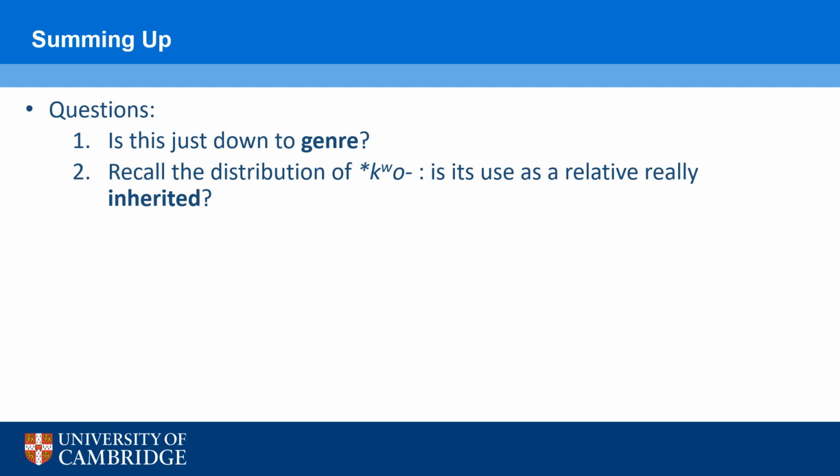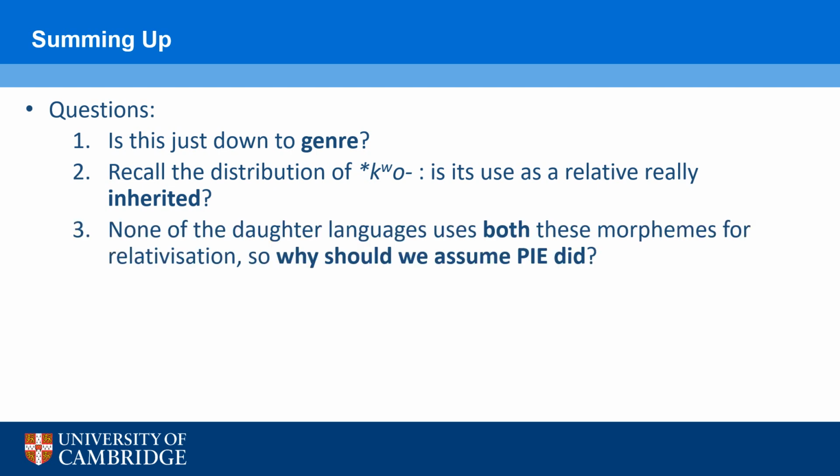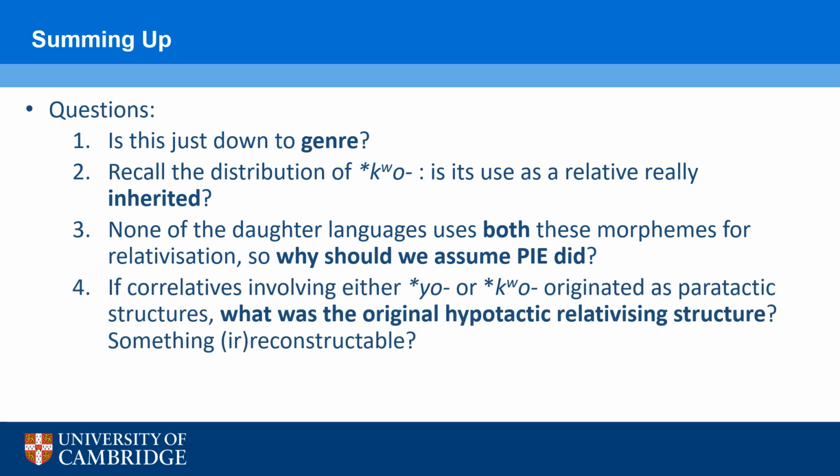Number 2. How confident are we that quat was originally a relative pronoun at all? Remember all its other uses as an interrogative, as an indefinite? Number 3. Given that all the daughter languages use only one morpheme as a relative pronoun, what makes us think that Proto-Indo-European should have both as relative pronouns? This takes us back into the more methodological question of what constraints there should be on our reconstruction.